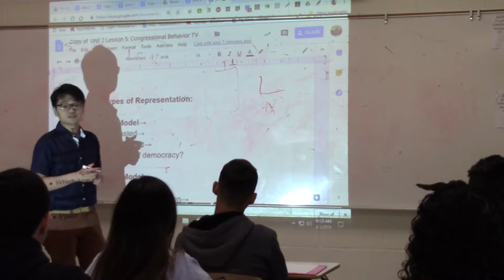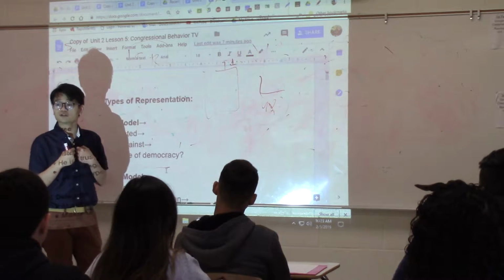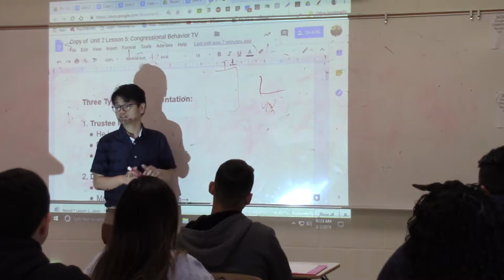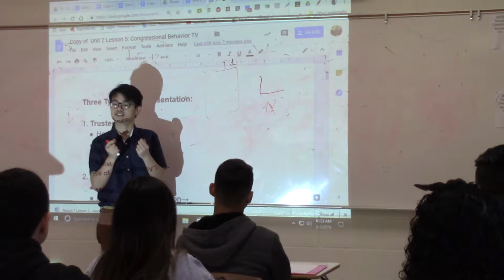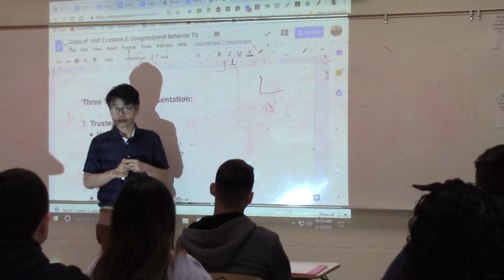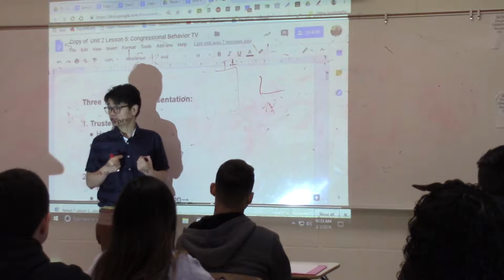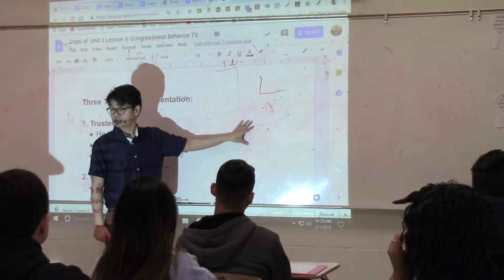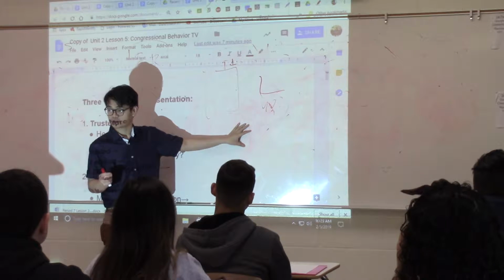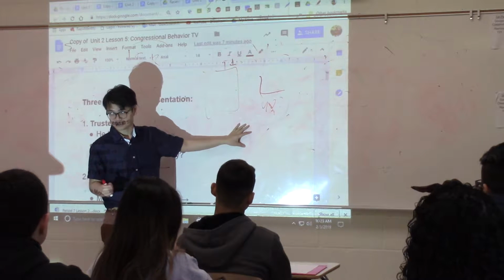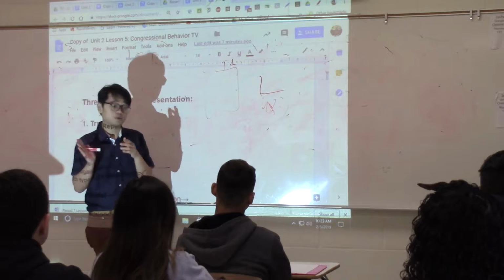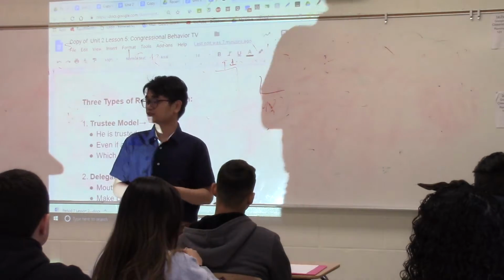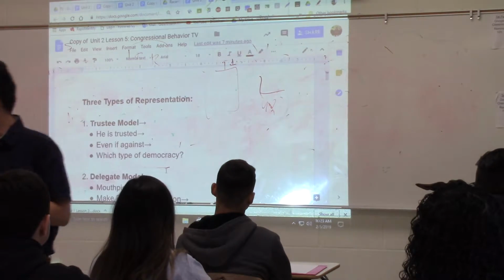So what does he do? Does he go with his own convictions, or does he follow his constituents? If he's a trustee, what does he do? He goes with his own convictions, and he would go against the majority of his constituents, because he is trusted to make the correct decisions. He's not just blindly following his constituents, he's supposed to make the correct decisions.